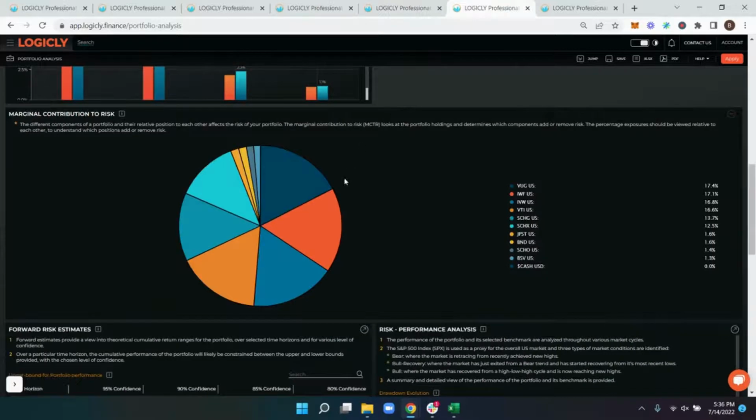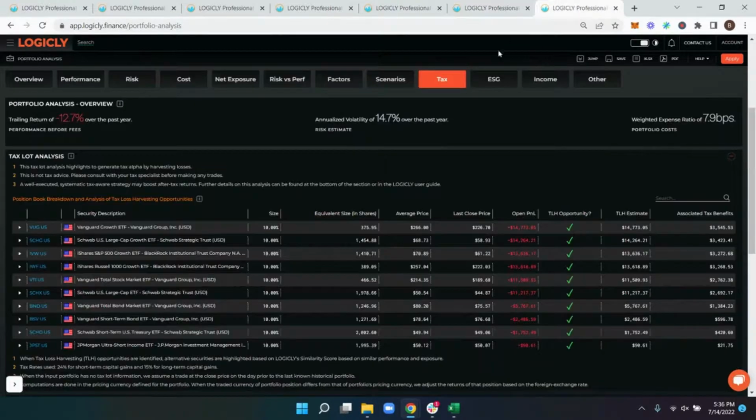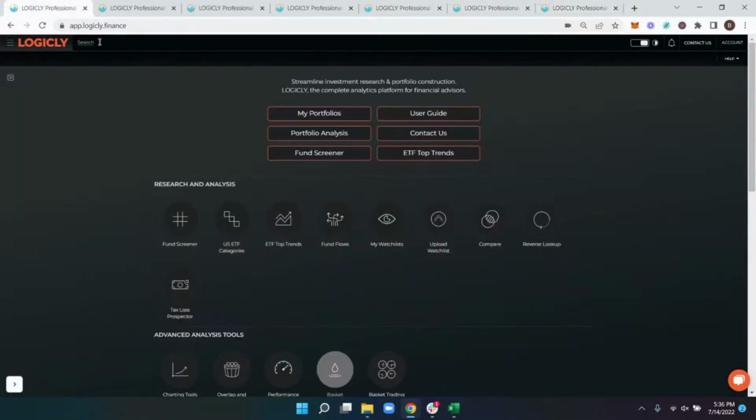In addition, we give you a marginal contribution to risk breakdown inside the risk tab. This shows which funds are contributing the most to the portfolio's overall risk level. And this graph is dynamic, so if you'd like to see what the risk looks like if you wanted to remove the riskiest asset, you can then see where the risk will be spread elsewhere and aid in your rebalancing decisions. And of course, as we mentioned previously, we have an in-depth tax lot analysis that provides portfolio level suggestions for tax loss harvesting opportunities.